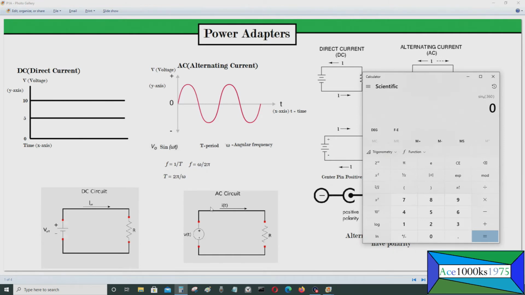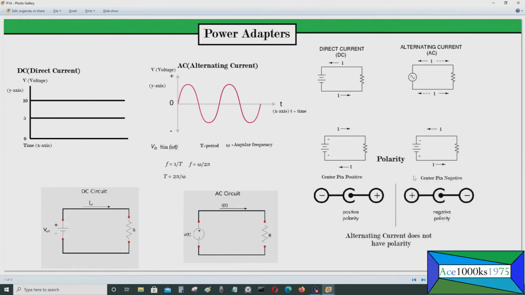So it starts from 0. It goes to positive, then it goes to 0, then it goes to negative, and then from negative to 0, and then it goes to positive here, and then from positive it goes to 0, and it goes to negative. And that's how alternating current works on an AC circuit board. That's what you would see.